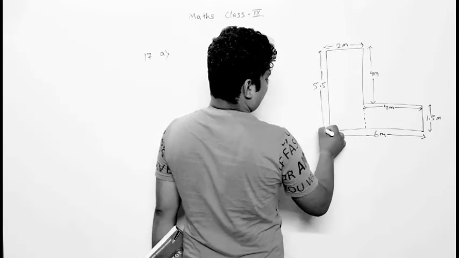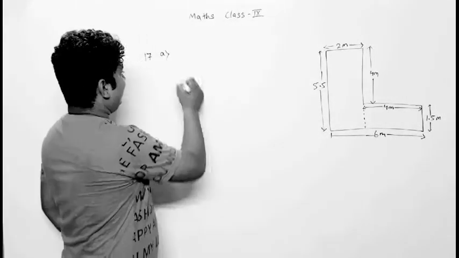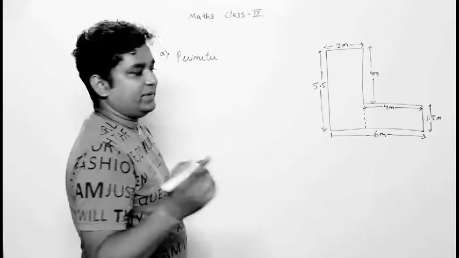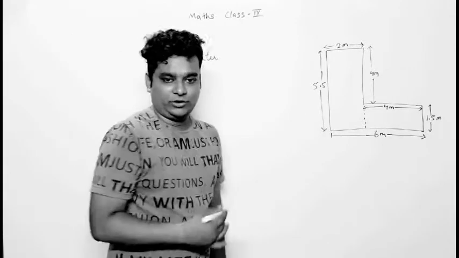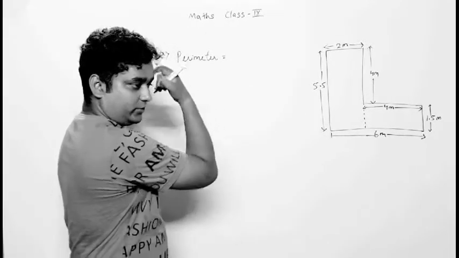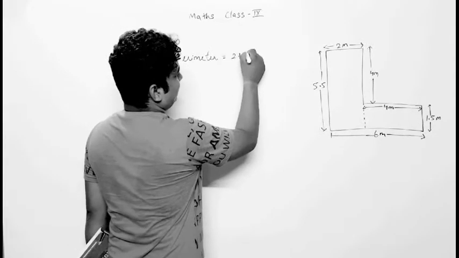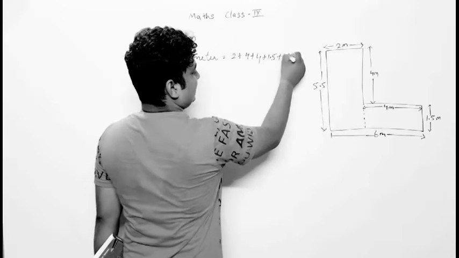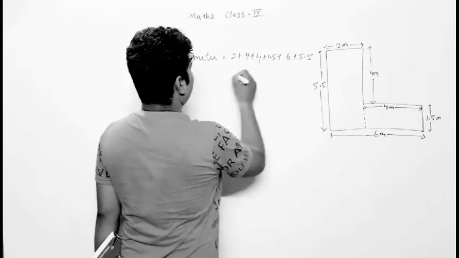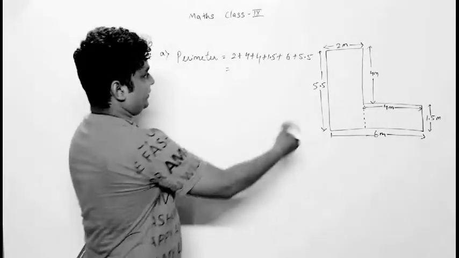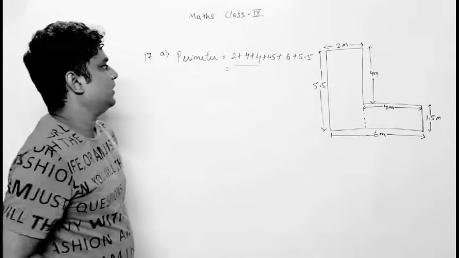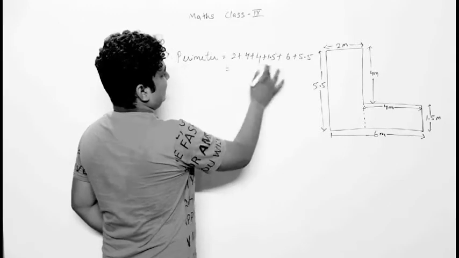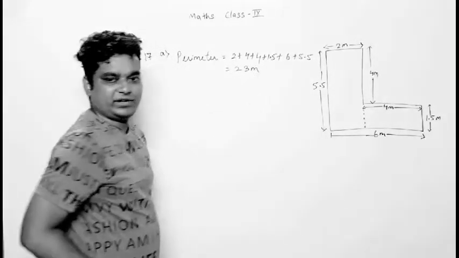Coming to find the perimeter, perimeter equals the total length of the boundaries. We will add all the lengths: 2 meter plus 4 meter plus 4 meter plus 1.5 plus 6 plus 5.5. We need to add all these lengths. 10 plus 6 is 16, 16 plus 6, so the total length equals 23 meter. This is the perimeter.